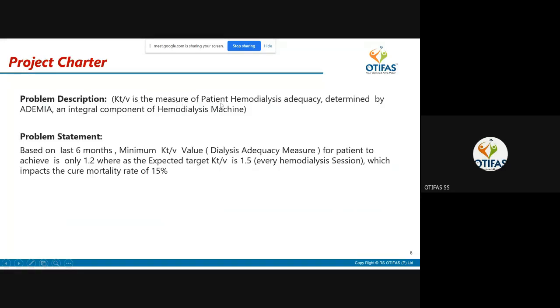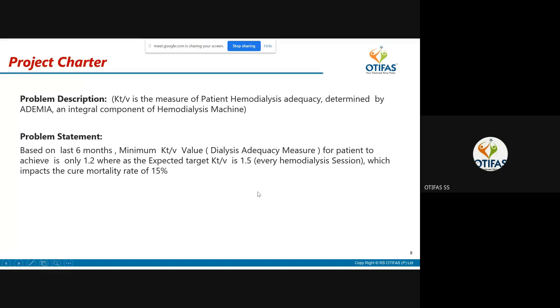Kt/V is the measure of patient hemodialysis adequacy, determined by the dialyzer, an integral component of the hemodialysis machine. Now the problem was, based on 6 months, the minimum Kt/V value for a patient to achieve is 1. They were achieving only 1.2, whereas the best measure is 1.5. If you are able to achieve 1.5, that is the best measure, but they were not able to achieve it. This is affecting their mortality rate. So this is the measure they want to achieve but are not achieving. That means there is a variation, isn't it?